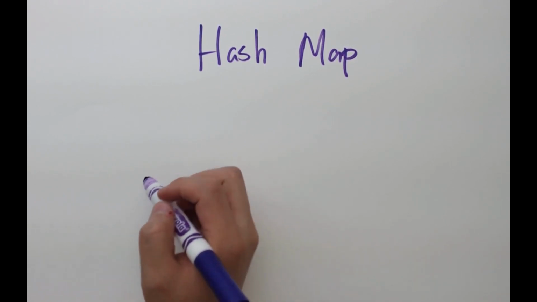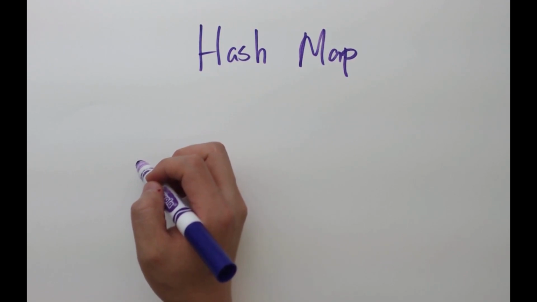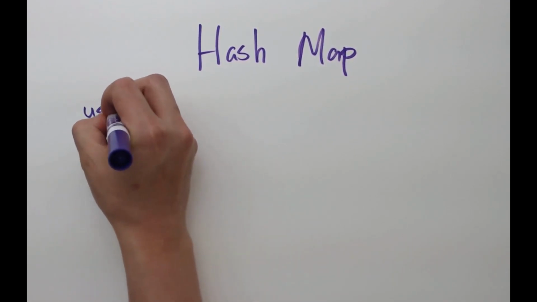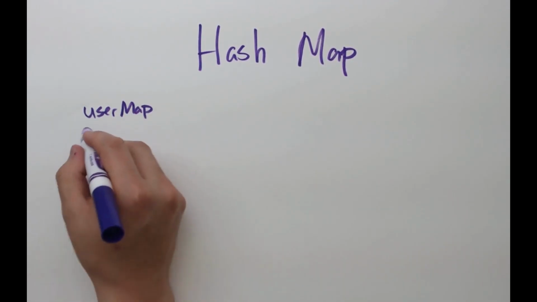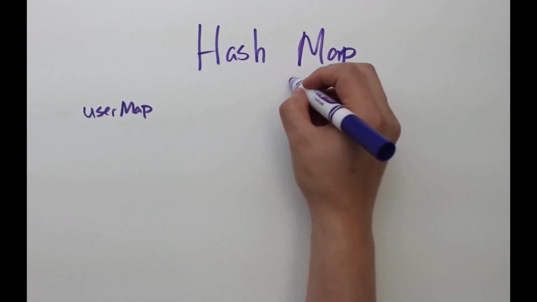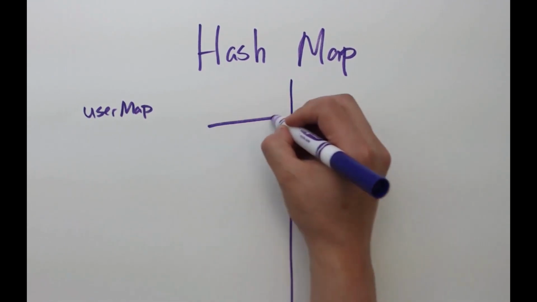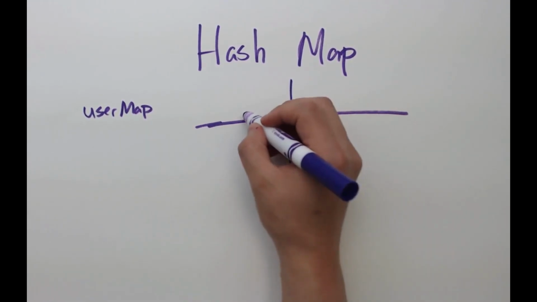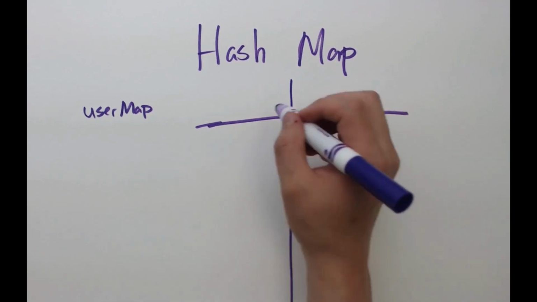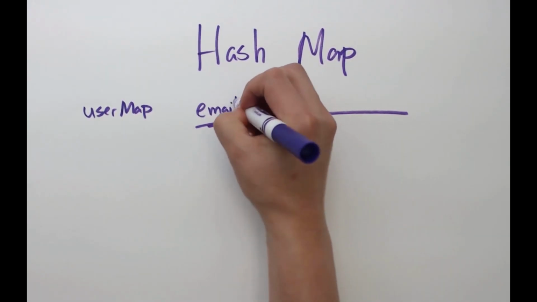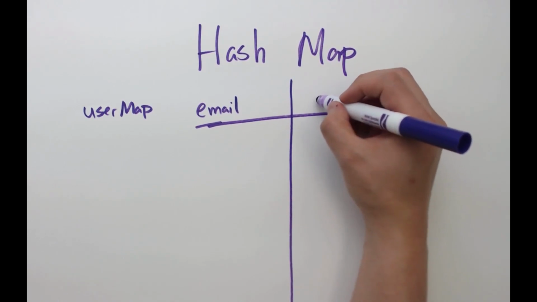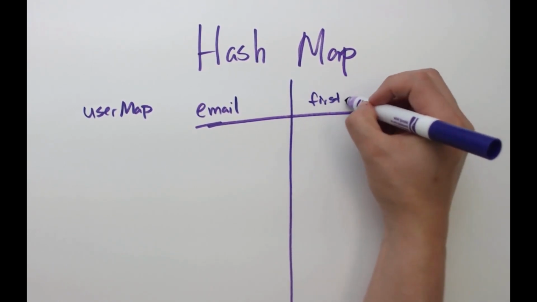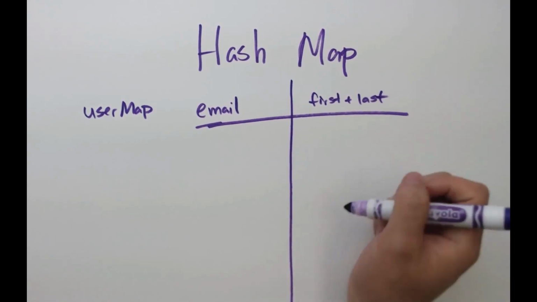So let's say that I'm trying to store key value pairs of users, and I'll call this hash map user map. And you could think of this hash map as a table or a T-chart where the left-hand side will be the key and the right-hand side will be the value. So the key will be the email, and the right-hand side will be the value, which will be their first name plus last name. Okay?